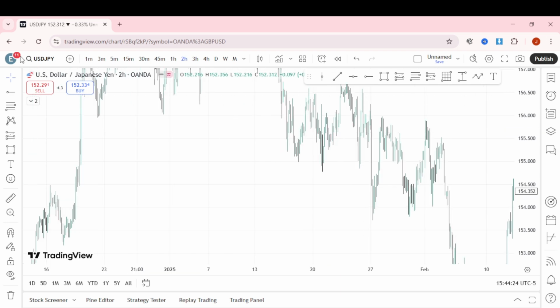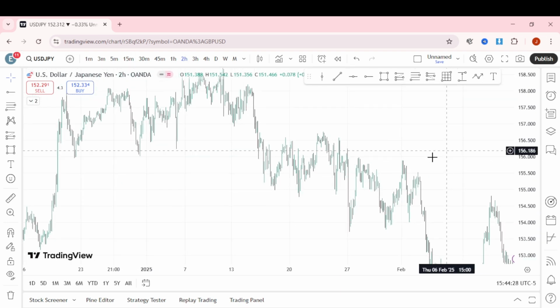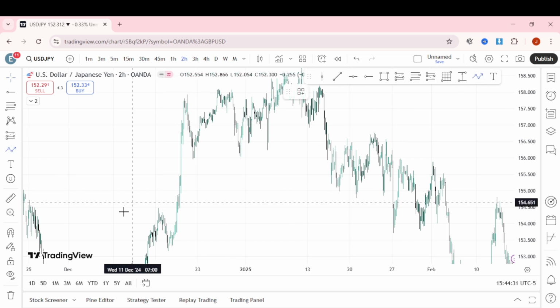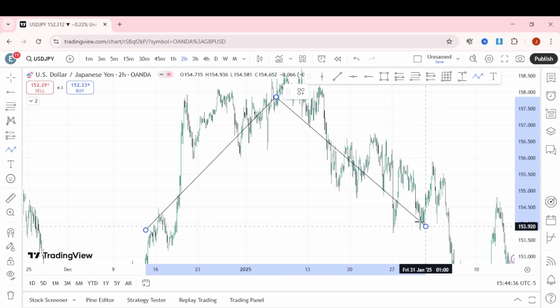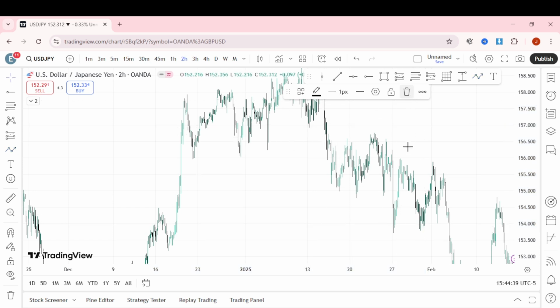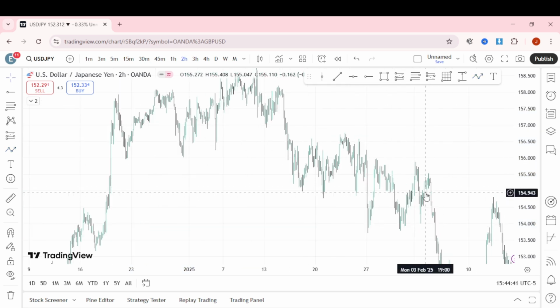Yeah, so we're moving on to our next example. This is still USDJPY, on a 2-hour time frame. As you can see, price went up, and this is a reversal because price is coming all the way down. So keep in mind that price is in a bearish momentum.